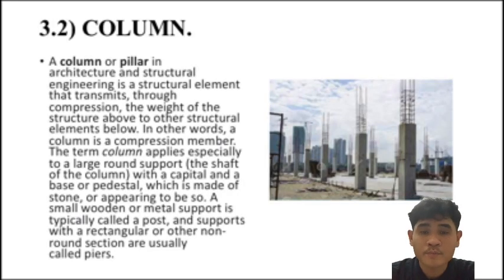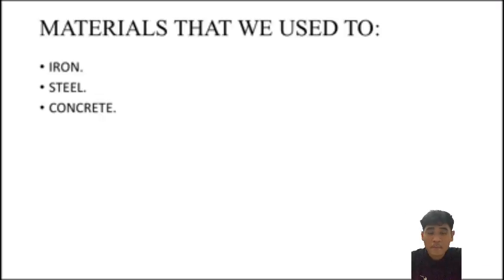Okay, next. Column. A column or pillar in architecture and structural engineering is a structural element that transmits through compression the weight of the structure above to other structural elements below. Three materials that we use are: first iron, second steel, and third concrete.